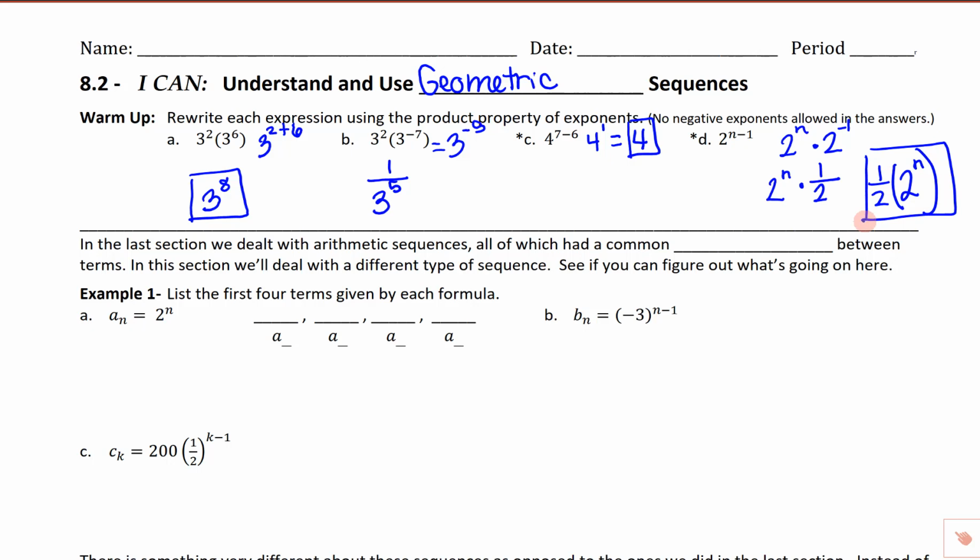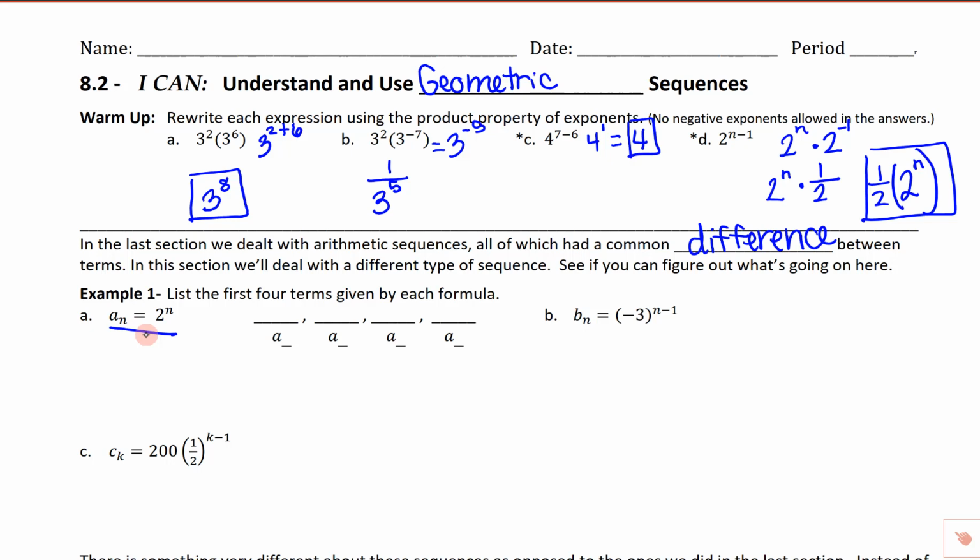Okay, in the last section we dealt with arithmetic sequences and they all had a common difference. So we were adding something each time. In this section we're going to do a different kind of sequence, and we're going to see if you can figure out what's going on here. So here's our first one we're going to be working with. We're going to list the first 4 terms given by each formula.